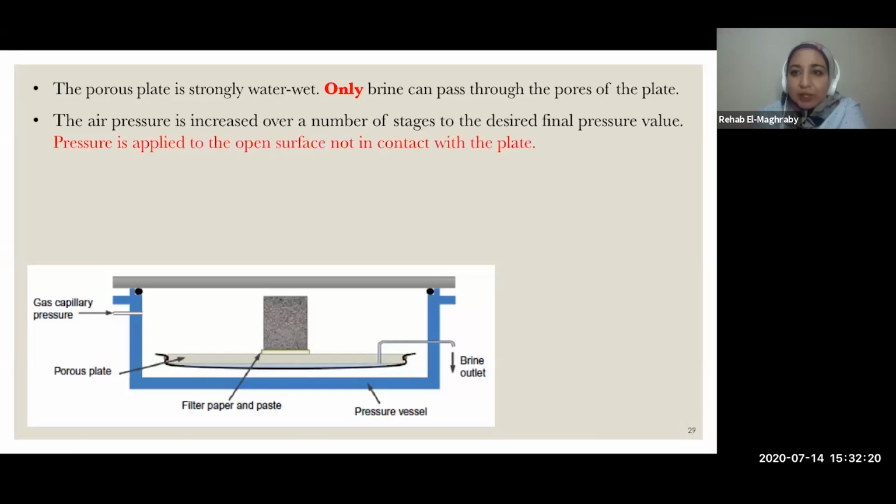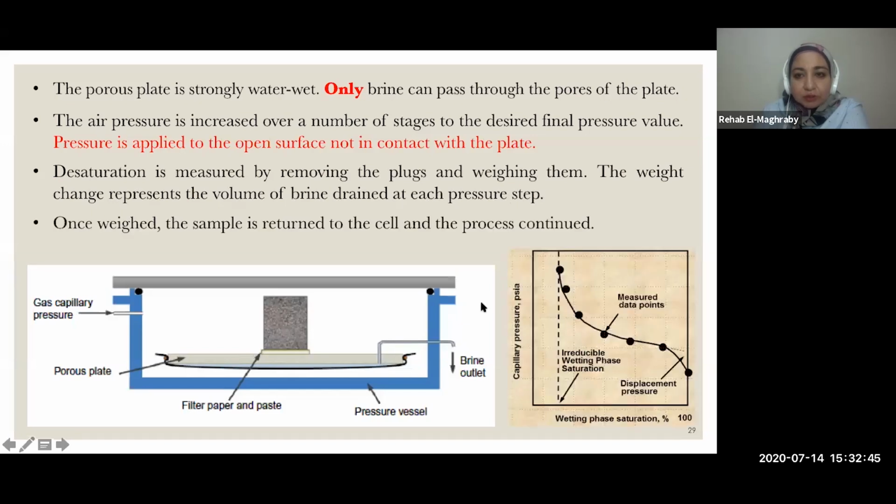But first, you have to weigh your sample. Before starting this experiment, you weigh your sample while it is dry, then saturate it by placing it in a beaker full of brine, then take it out of the beaker, weigh it on the balance, and then place it in here. Okay? Then you apply the pressure here at a certain capillary pressure, and the water will be displaced. Point by point, you increase the pressure, and you will find some of the brine coming out until no more brine is coming out.